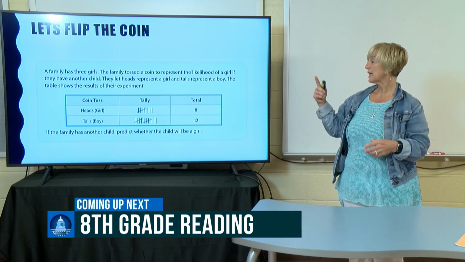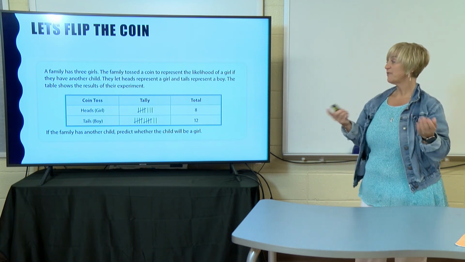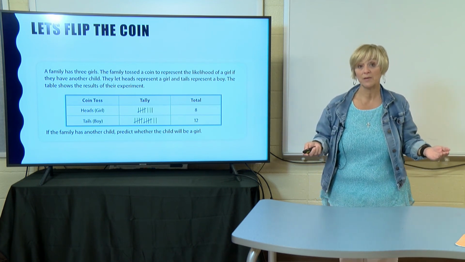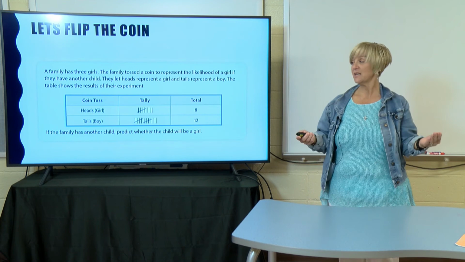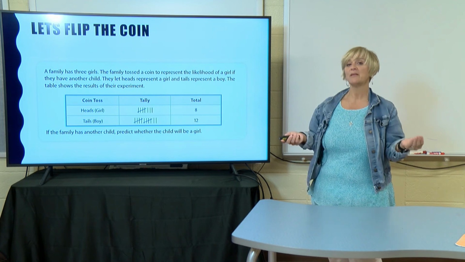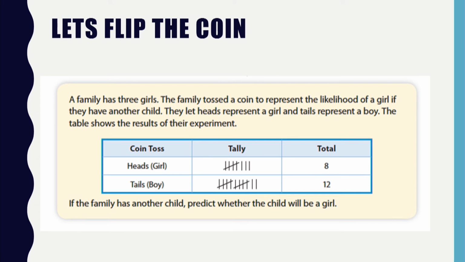So let's kind of think backwards now. I'm going to ask you another question. A family has 3 girls, and the family is thinking about having another baby, and they want to know the likelihood of it being a girl. So they decide to flip a coin, they flipped it 20 times to see if they could calculate their probability of having another little girl. As they flipped, the heads represented the girls and the tails represented the boys. Out of their 20 flips, 8 times it landed on heads. So if the family has another child, what would be the prediction?